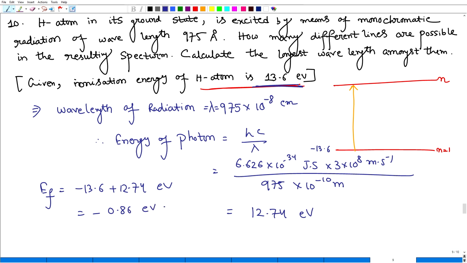Okay, so now we know that the general formula is minus 13.6 by n square. So 1 by n square is eventually 0.86 divided by 13.6. So 0.86 divided by 13.6, what would be this? I think there will be some mistake in the fraction, otherwise it is 0.064 something. So n square is actually 1 divided by this.